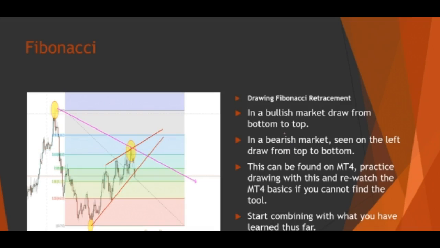As it says here, in a bullish market, you're drawing from the bottom to the top, and in a bearish market, vice versa. As seen just here, you're drawing from the top to the bottom. This, once again, can be found in MetaTrader 4 like I taught you. Practice and rewatch the MT4 Basics if you cannot find the tool. There's no reason for you to jump in a trade and try to find a trade setup if you can't even use the tool. So get in the habit of practicing using this tool. Click and drag randomly on your chart.